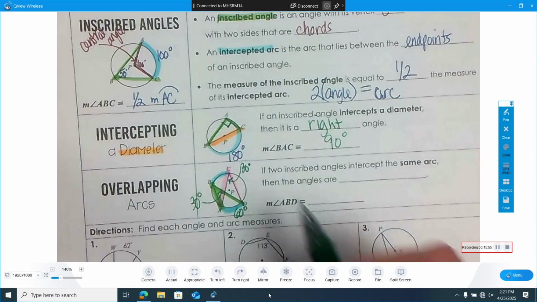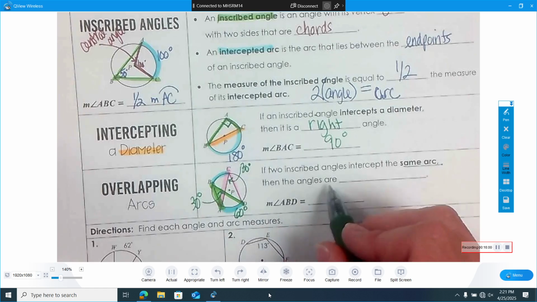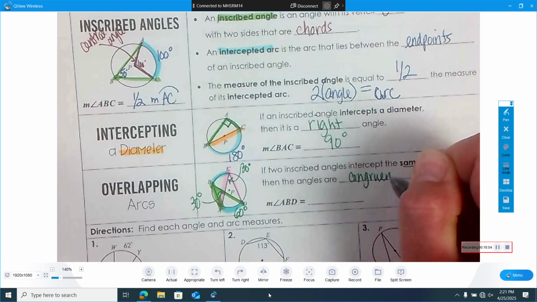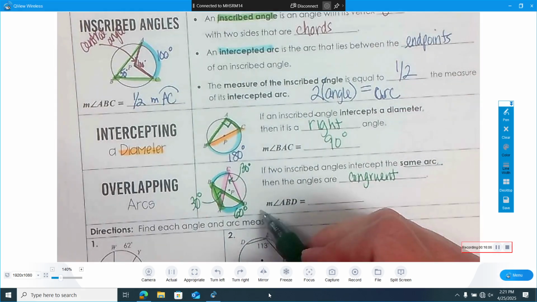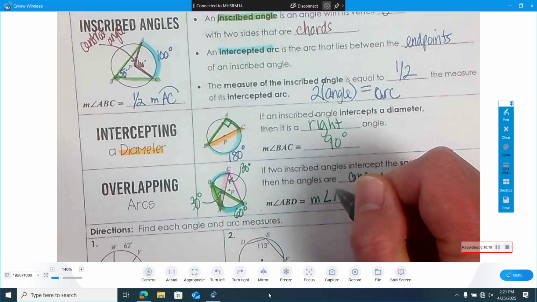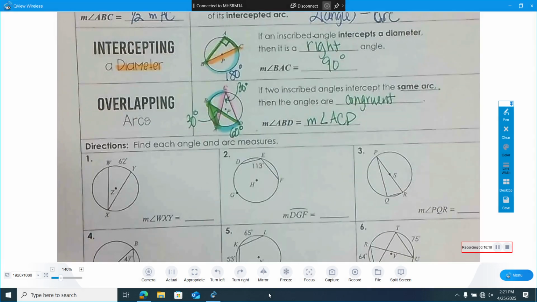All right. If two inscribed angles intercept the same arc, then the angles are congruent. Okay. The measure of angle ABD is equal to the measure of angle ACD. Two angles are equal to each other. I much prefer using numbers. All right, a little bit of practice.